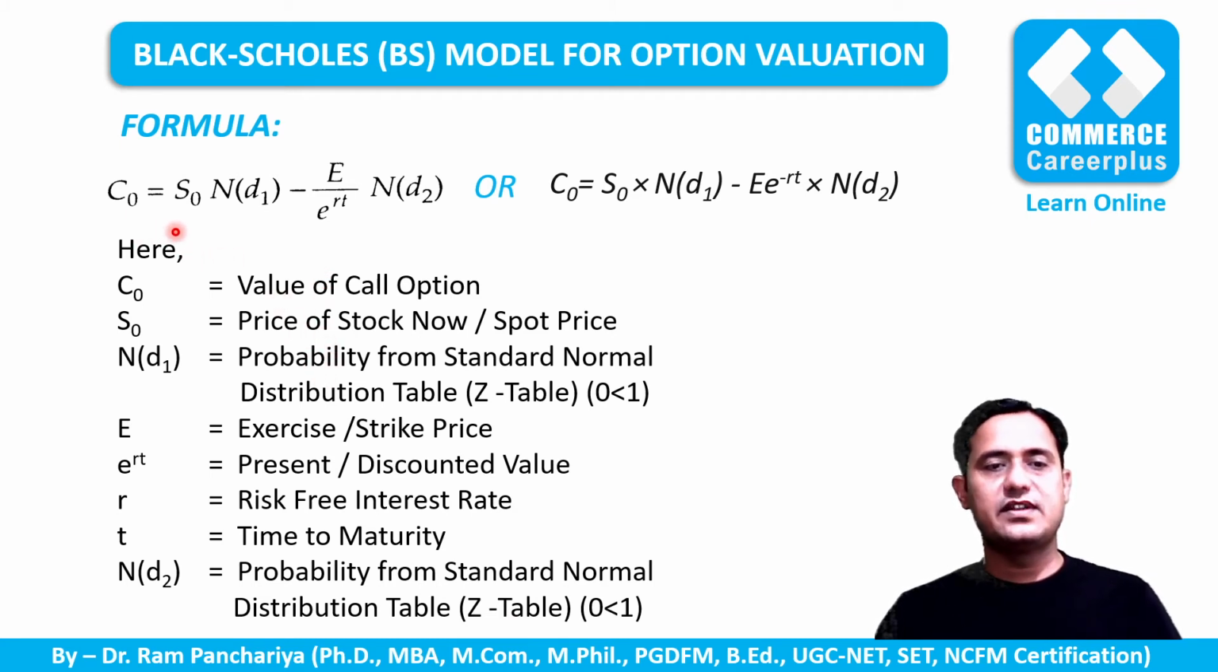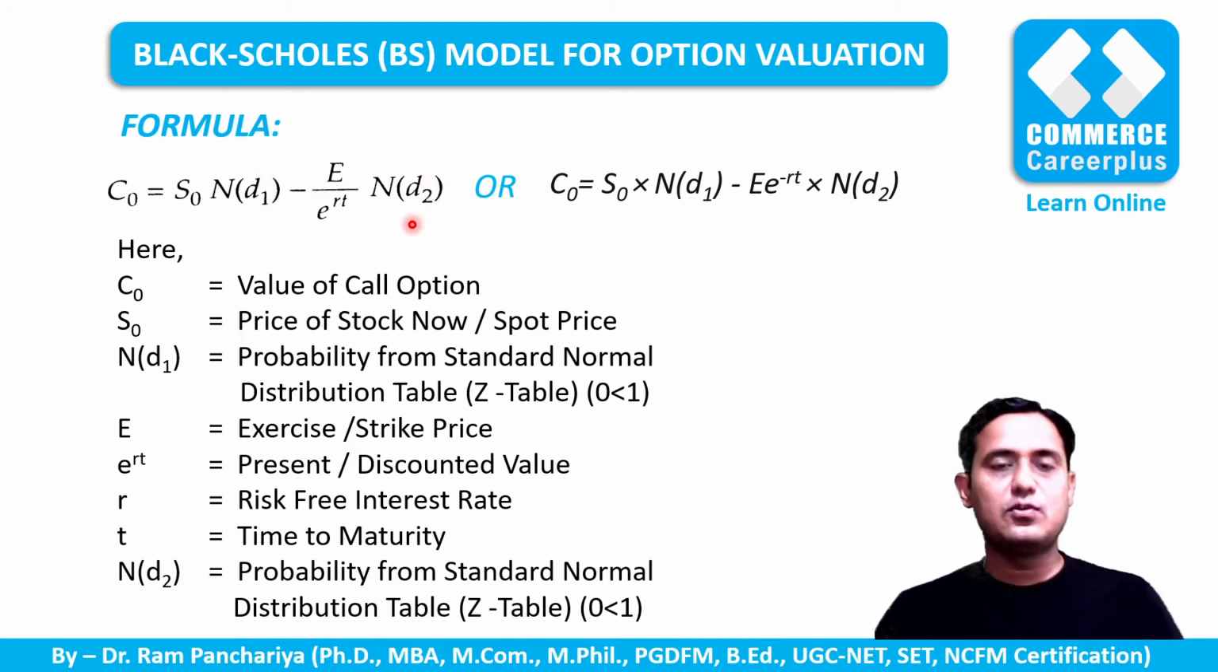What is C0, what is S0, what is ND1, what is E to the power RT, and ND2. As we discussed, the portion S0 multiplied by ND1 is treated as cash inflow, and E divided by E to the power RT multiplied by ND2 is treated as cash outflow. Cash inflow minus cash outflow gives the value of the call option. This is the formula as per the Black-Scholes model. Now we will discuss how to calculate D1 and D2.